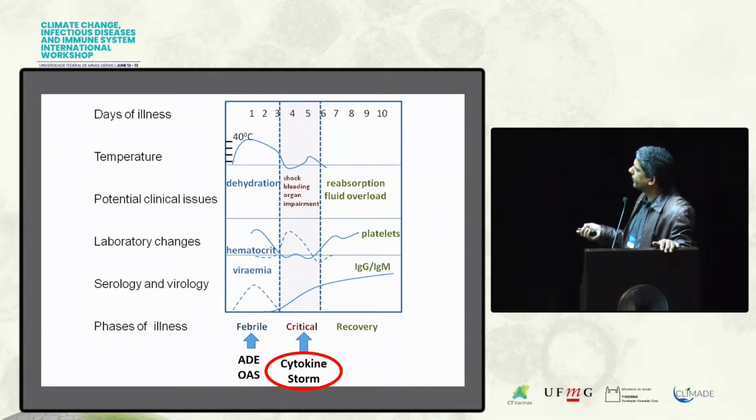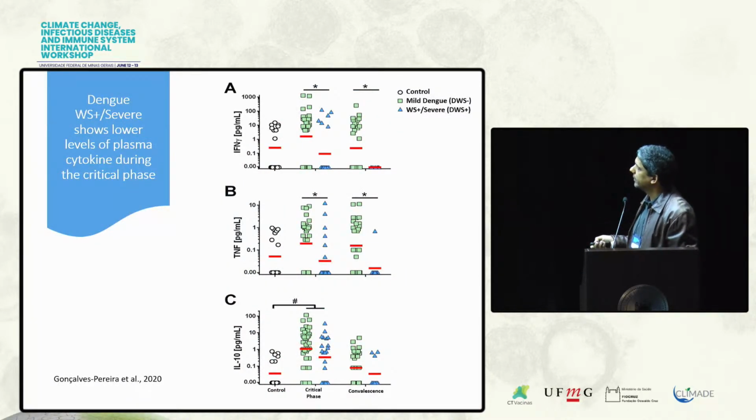So we decided first to investigate one of the thought mechanisms of dengue complication, which is the cytokine storm that would kick in this critical phase. I forgot to emphasize that there are three phases of the disease: febrile; critical, where the complications happen, but the viremia usually is gone; and then the recovery or convalescence phase, when everything is fine.